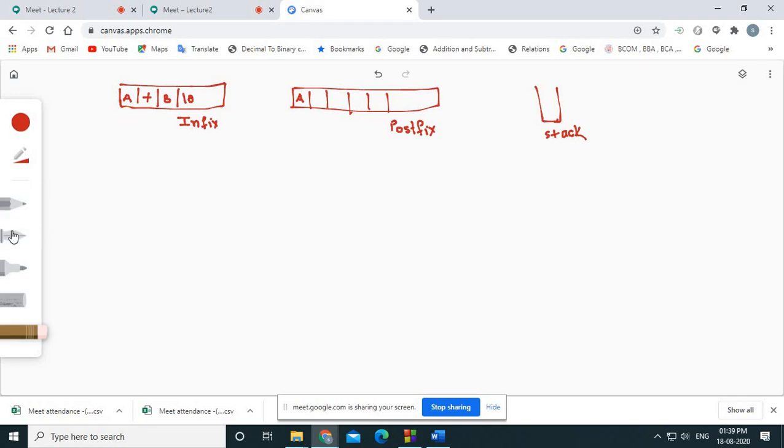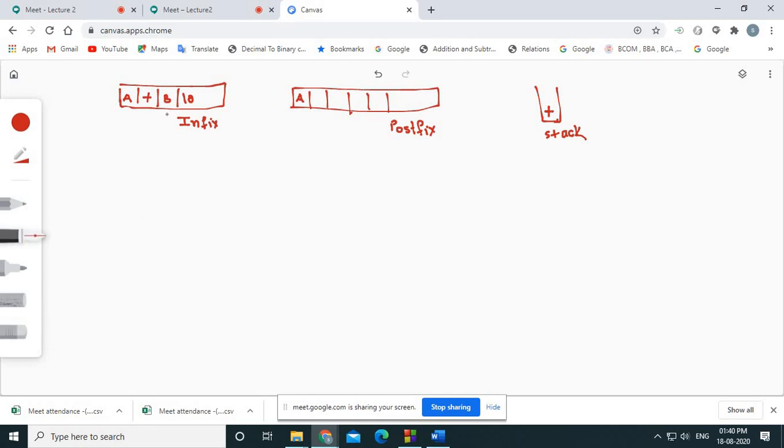Now we will fetch another character. What will be the next character? The next character is plus. Now you check whether plus is an operand or operator. It is an operator. If it is an operator, the operator has to be pushed into the stack. So the stack has one operator, that is plus. Now this is processed.